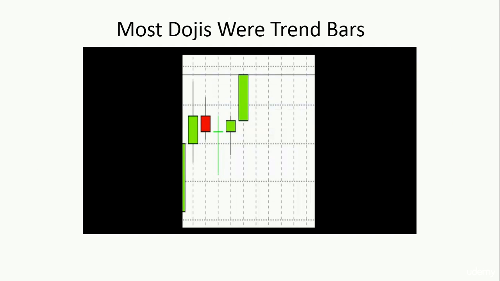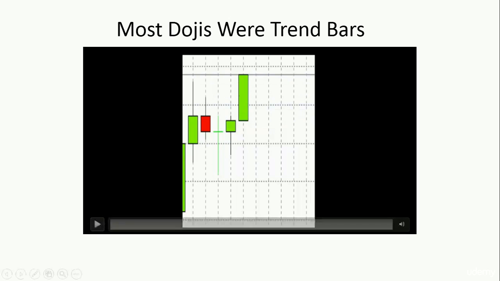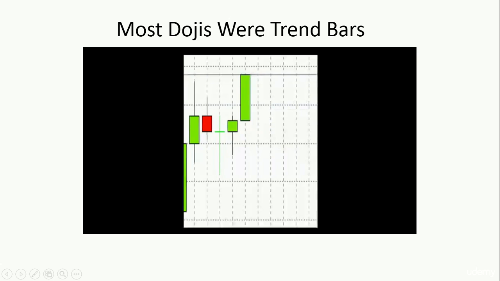To show you how you can be trapped by dojis, let me remind you that most dojis were trend bars at some stage of their development before they shrink and close near the open price. Look at the development of this doji. At this stage, it looks like a strong trend bar, which motivates the emotions of over-eager buyers who didn't wait until this bar is finished. They bought heavily to catch the trend very early. Now look at what happened later.